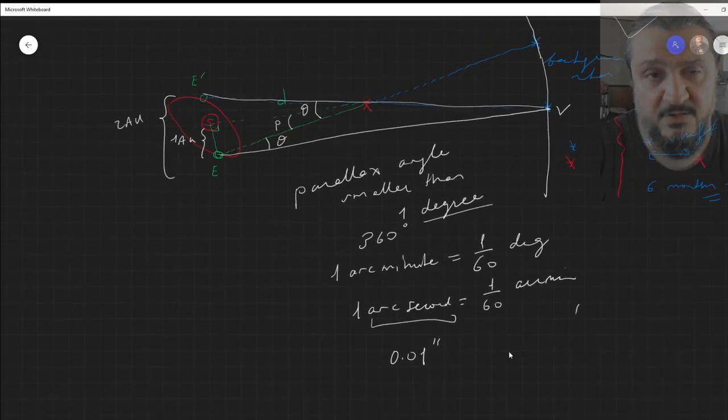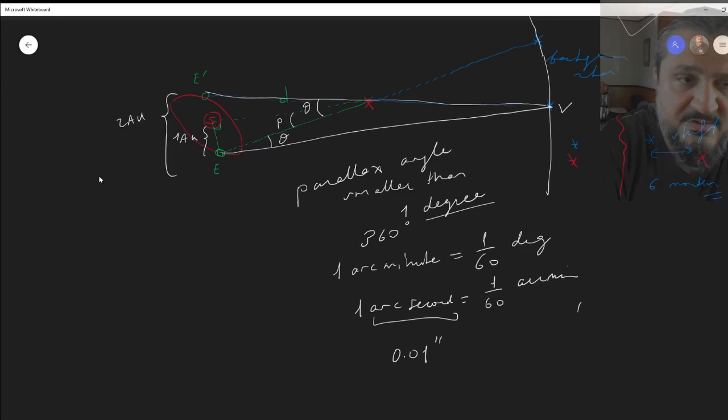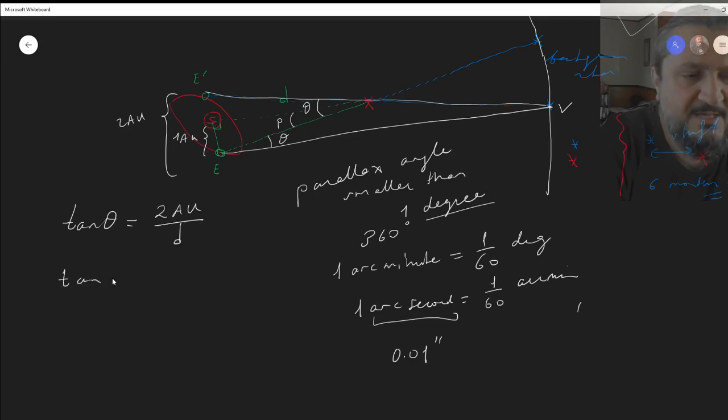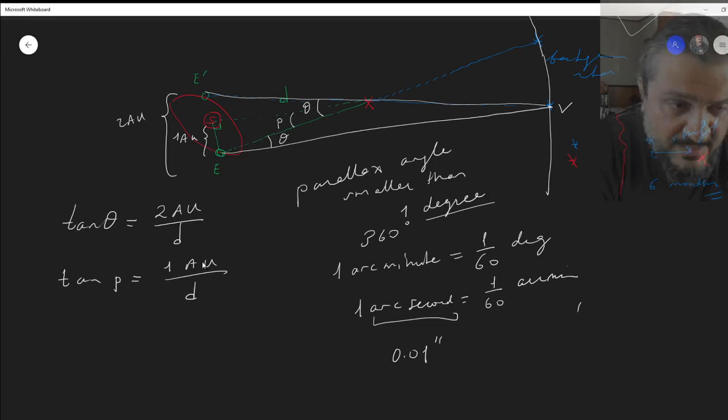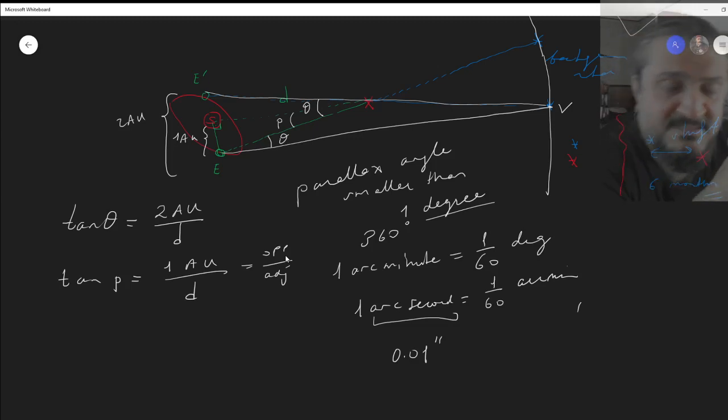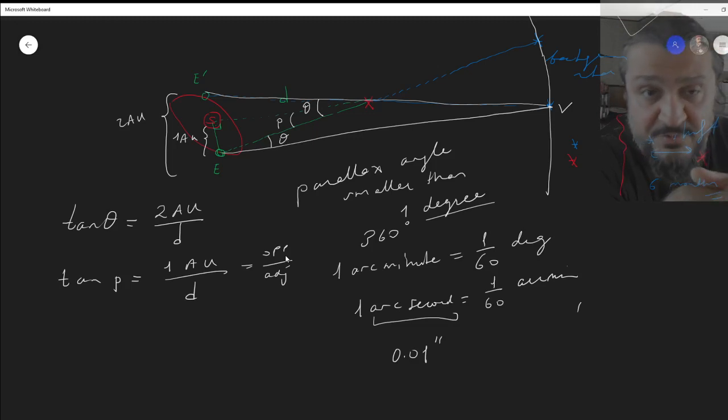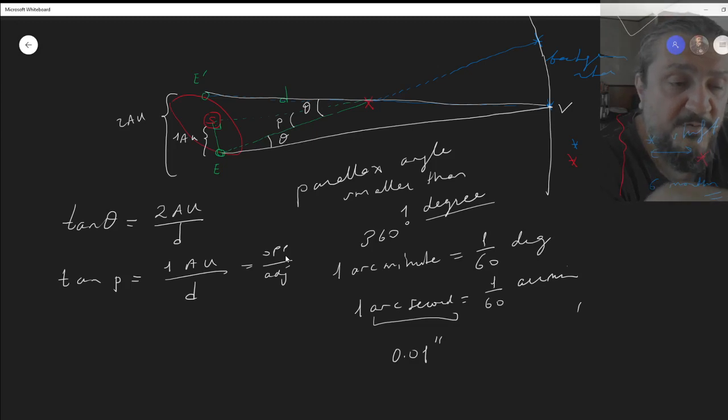So, how does the trigonometry work here? You can either use tangent theta is equal to 2 AU, astronomical unit, divided by D, or you can just use P. Tangent P would be equal to 1 AU over D. I think from the picture I drew, the second one makes more sense, right? Because tangent is opposite over adjacent. Adjacent would be D, opposite would be the Earth-Sun distance. The first equation may not make sense, but it's true because of the large distances, all right?